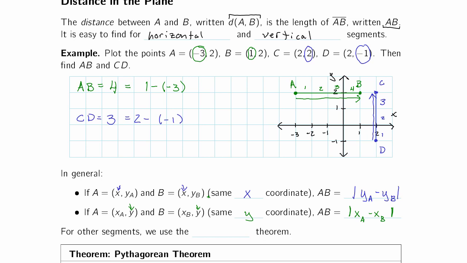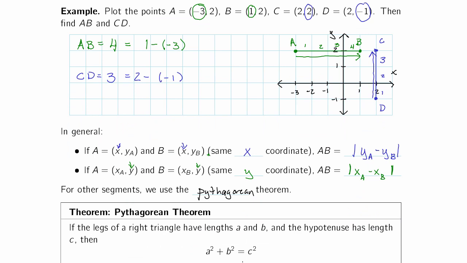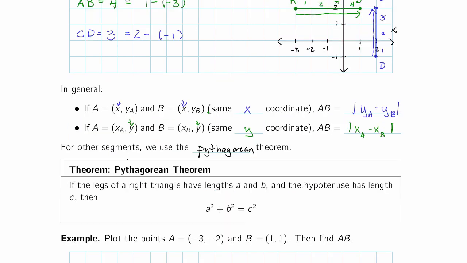If our segment is not horizontal and it's not vertical, then we use the idea about right triangles that we talked about, and we use the Pythagorean theorem. So the Pythagorean theorem describes this property of right triangles, which is, if we have a right triangle whose legs have length A and B, and whose hypotenuse has length C, so our triangle is going to look something like this. Right angle, A, B, C. It doesn't matter which of A or B is longer. That doesn't matter.